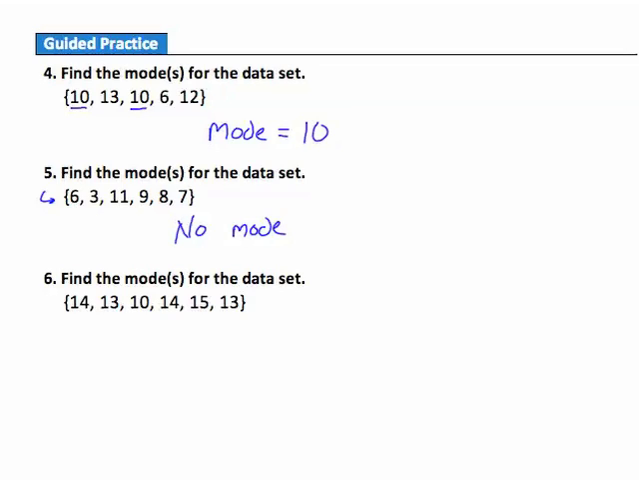Question 6. Find the mode or modes for this set of data. Let's take a look here. It looks like 14 appears twice. 13 also appears twice. So it looks like here we have 2 modes. So the modes, plural, of this data set are 13 and 14.